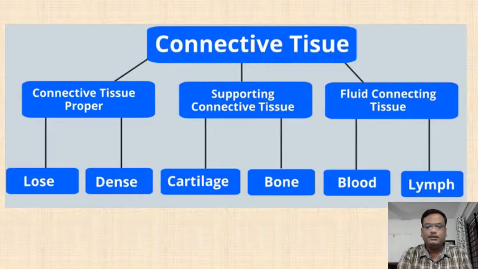Now, in this diagrammatic representation, we can see the different types of connective tissues. Here you can see the connective tissue is divided into connective tissue proper, supporting connective tissue, and fluid connective tissue. Loose and dense are the examples under connective tissue proper. Cartilage and bone are examples for supporting, and blood and lymph are examples for fluid connective tissue.